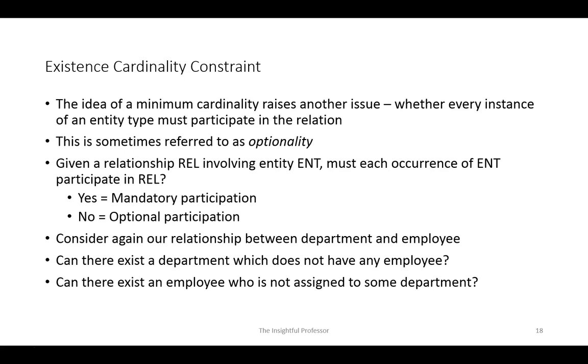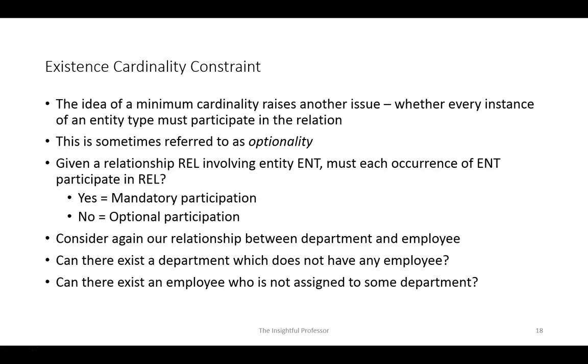Well, the idea of minimum cardinality raises another issue or question to consider: whether every instance of an entity type must participate in a relationship. This is the concept of optionality once again. We had briefly introduced this notion with respect to attributes, but we also can talk about not every entity instance within an entity set having to participate within a relationship. So, given a relationship, it's possible that one entity either must occur, which means it's mandatory participation, or an entity may not participate within the relationship, optional participation.